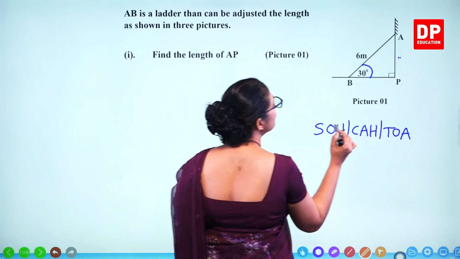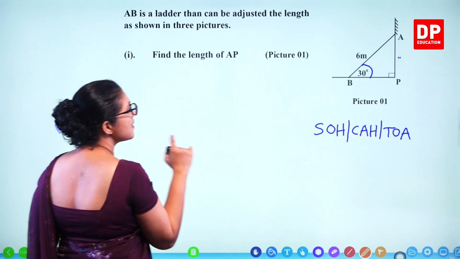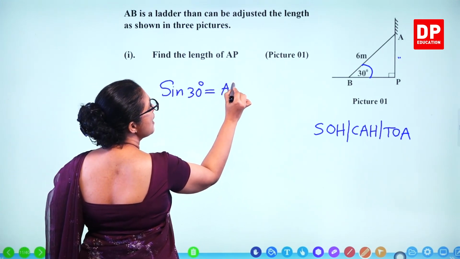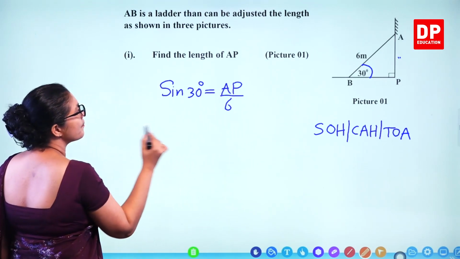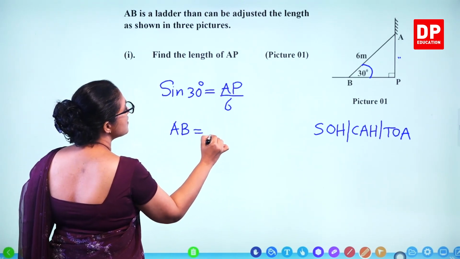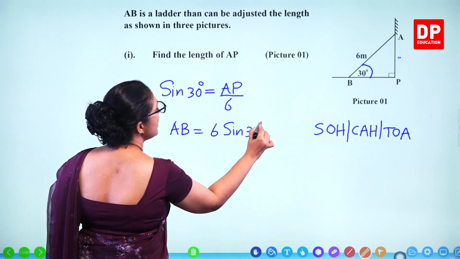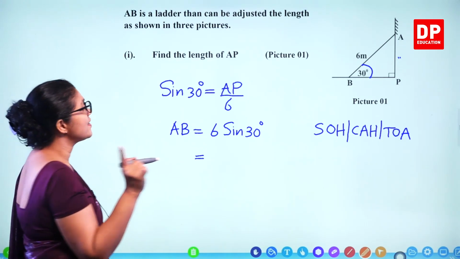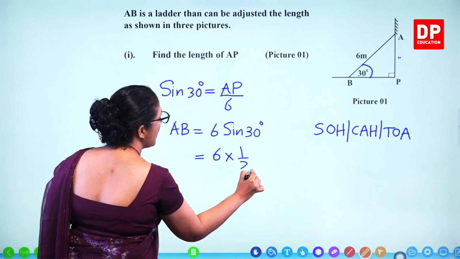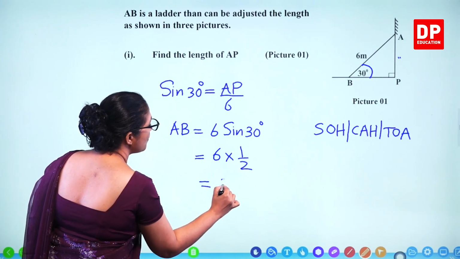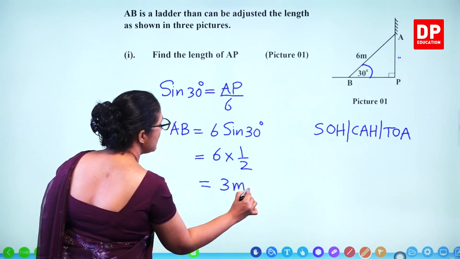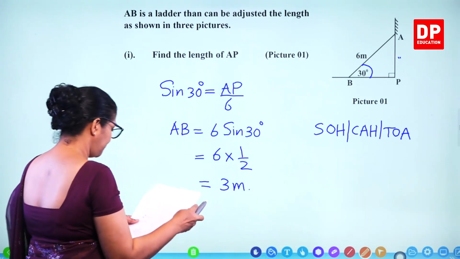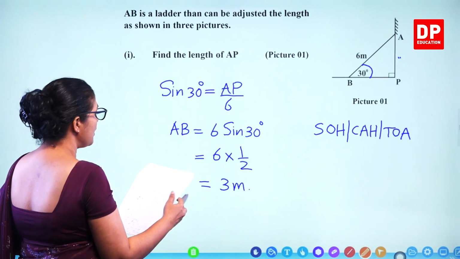Which ratio? Opposite and hypotenuse, that's sine. Sine of 30 is equal to, opposite is AP, hypotenuse is 6. So what is AP? 6 sine 30. What's sine 30? You can use the sine tables, but we know that's half. Sine 30 is half. So 6 into half, that's 3 meters is the AP length. So how many marks for that? 3 marks.